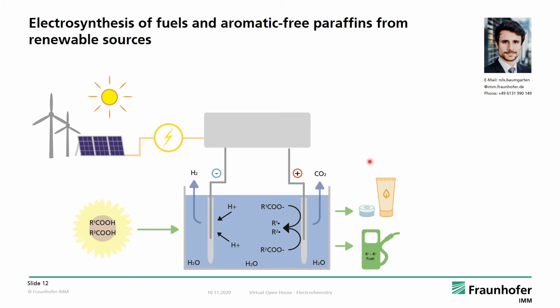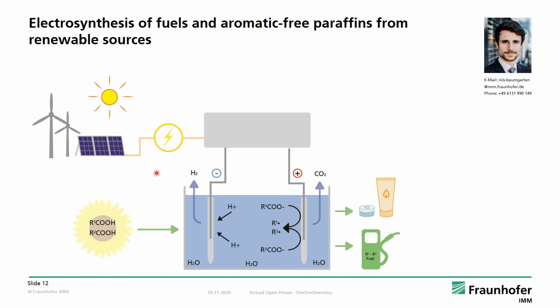We at the Fraunhofer IMM have developed a process to do so. We can use electricity as renewable resource, and renewable material also is vegetable oils, so that means the carboxylic acids or fatty acids that come from vegetable oils, and we can synthesize hydrocarbons, aromatic free hydrocarbons and fuels via the Kolbe electrosynthesis.